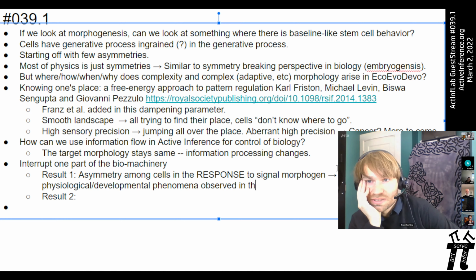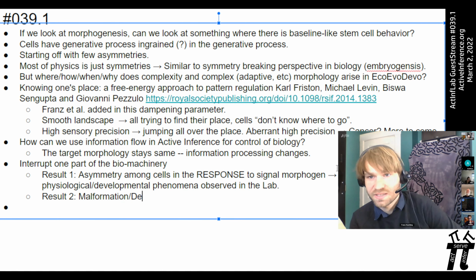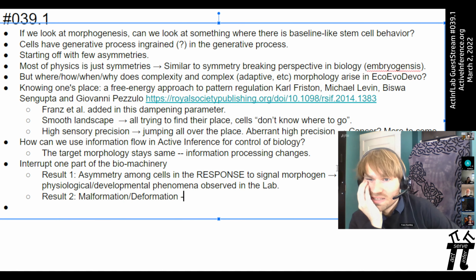And then the second part where the malformation, or I also talk about cancer initiation. And of course, it's not completely called cancer because we didn't put proliferation in this simulation. So it's the initiation stage.